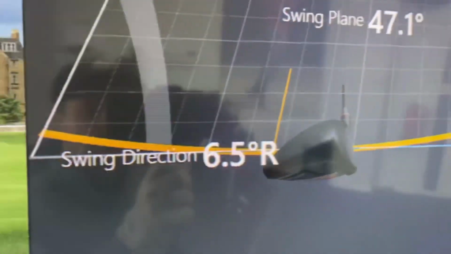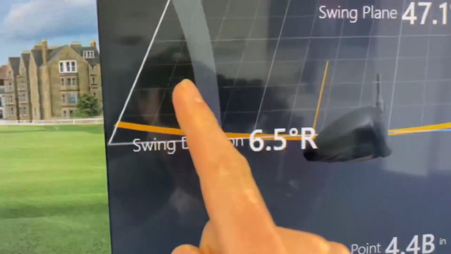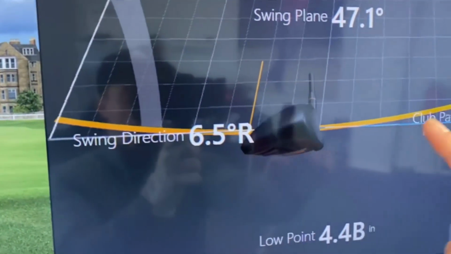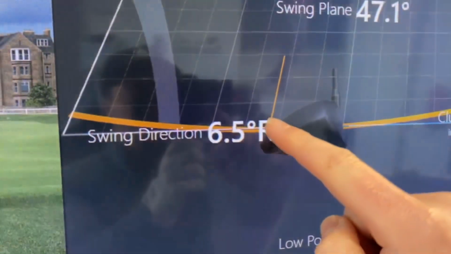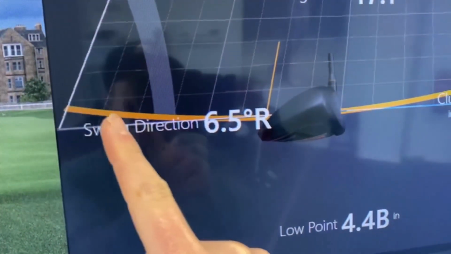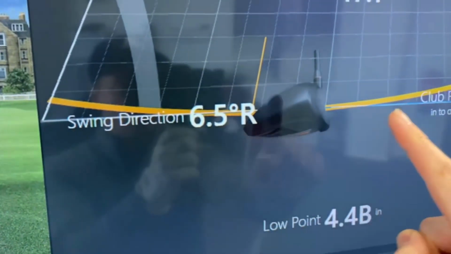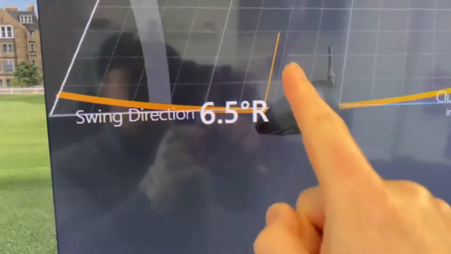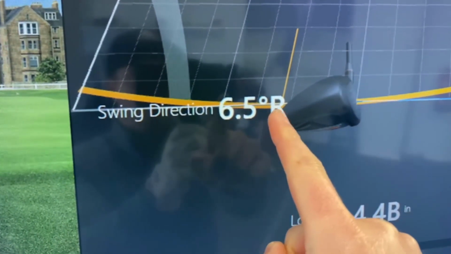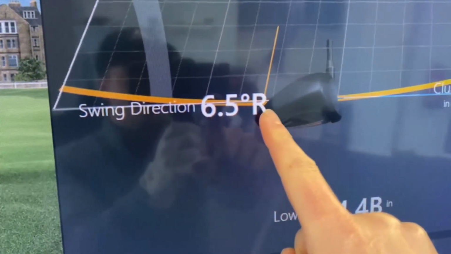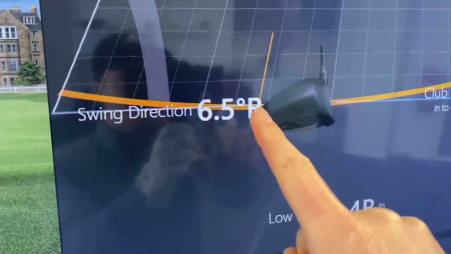Now, if you think of it this way, you see the yellow graphic here? If you think of that as the bottom of your arc, and you see this line here, that's the low point. So obviously there's a point in any arc where it stops going down and then starts going up. That's the low point there. So for a driver, you want that low point to be behind the golf ball, so that means you're hitting it on the way up after the low point.